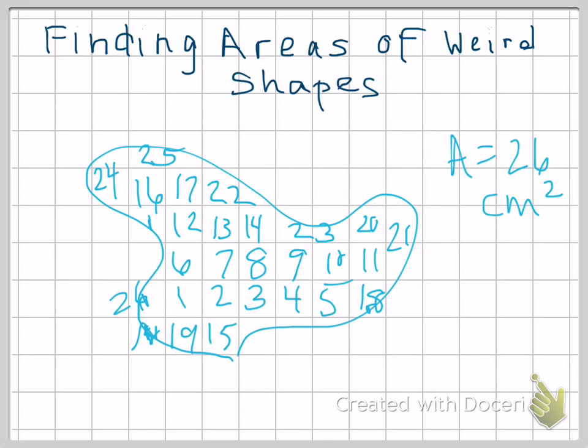centimeters squared. So it's okay to estimate sometimes if you have curvy lines and you don't fully know how to find the area. Make sure you count the full squares first and then just guess about what other areas are taken up by your other squares.